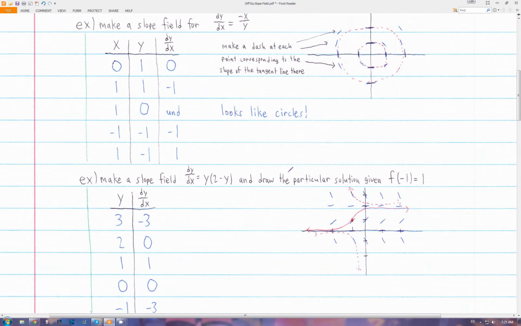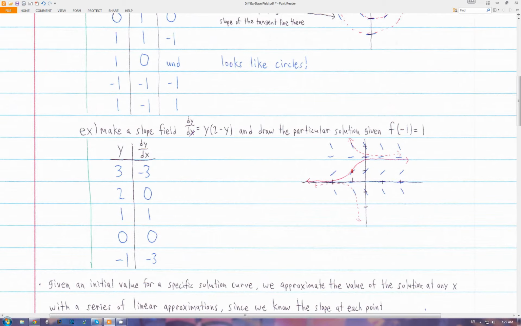So let's do one more. We have the equation dy/dx equals y times (2 minus y). And this time they give us an initial value: at x equals negative 1, y is equal to 1. So again, we plug in different points, and notice here the derivative does not depend on x. So all we have to do is plug in y values, and for all points where the y coordinate is this value, the slope will be the same, because it does not depend on x.